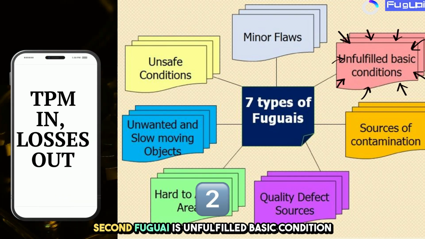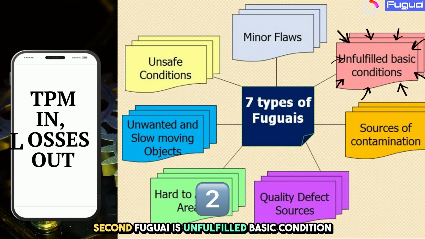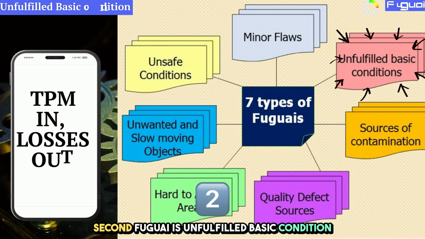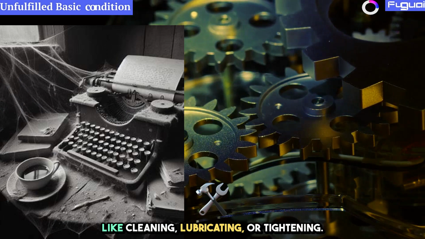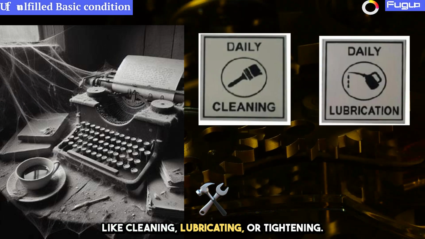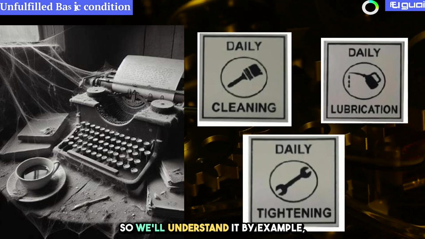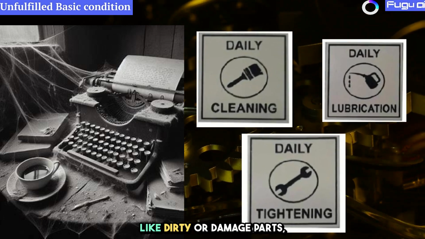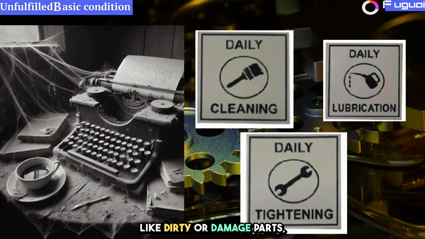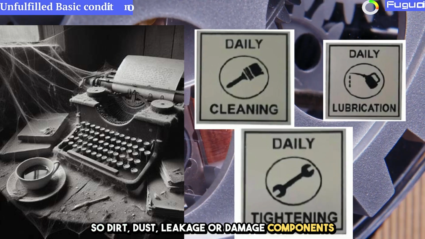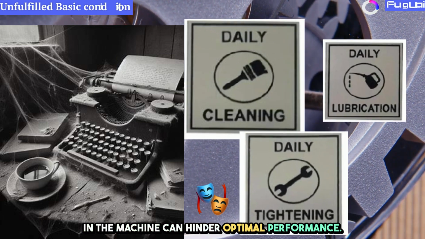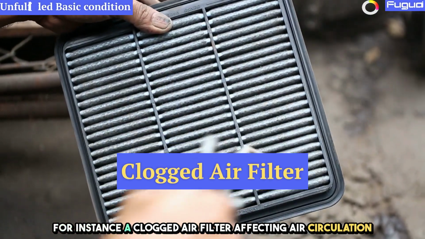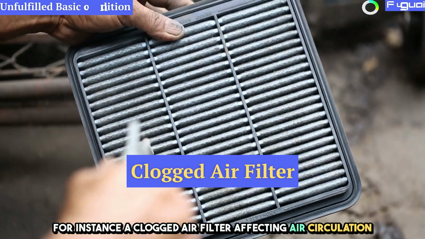The second Fuguai is unfulfilled basic condition. These abnormalities occur when basic machine conditions are not met, like cleaning, lubricating or tightening. We'll understand it by examples like dirty or damaged parts. Dirt, dust, leakage or damaged components in the machine can hinder optimal performance. For instance, a clogged air filter affecting air circulation.